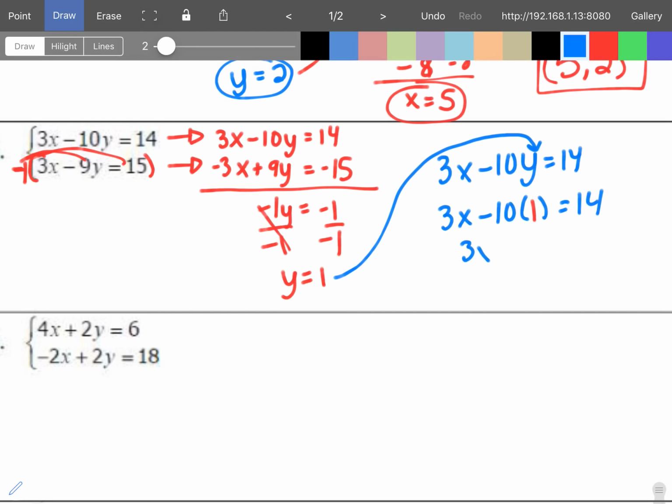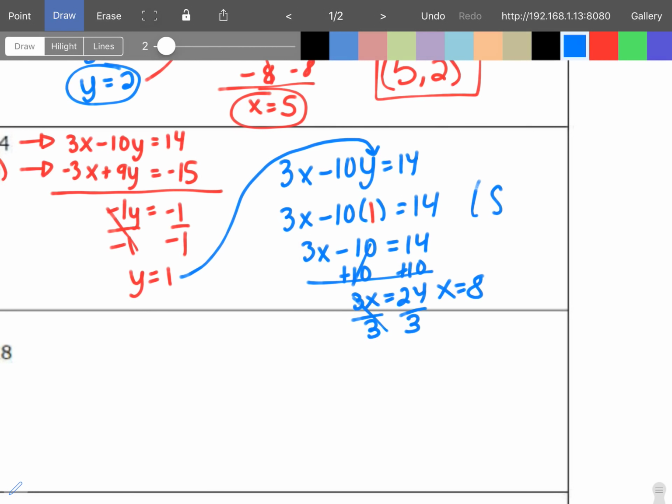So 3x minus 10 times 1 is 10 equals 14. Add 10 to each side. 3x equals 24. And if I divide by 3, x equals 8. So my answer is x comma y.